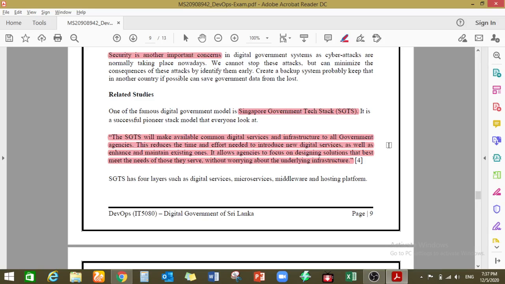Under the related studies, we can take one of the famous digital government models, which is the Singapore Government Tech Stack. The SGTS will make available common digital services and infrastructure to all government agencies. It will reduce the time and effort needed to introduce new digital services, as well as enhance and maintain existing ones. It allows agencies to focus on designing solutions that best meet the needs of those they serve, without worrying about the basic infrastructure. This is as it is from their words.